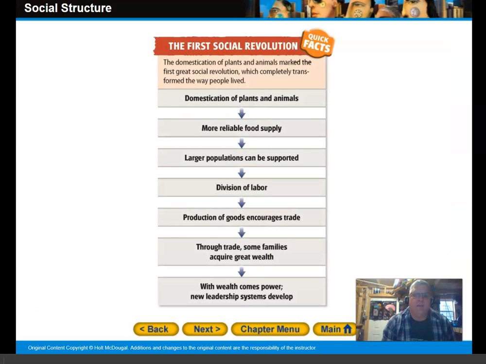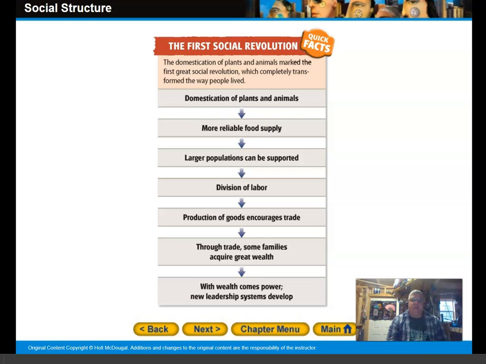So the first social revolution, the domestication of plants and animals, marked the first great social revolution, which completely transformed the way people lived. With the domestication of plants and animals, humans developed a more reliable food supply. This allowed for a larger population that could be supported within the community.